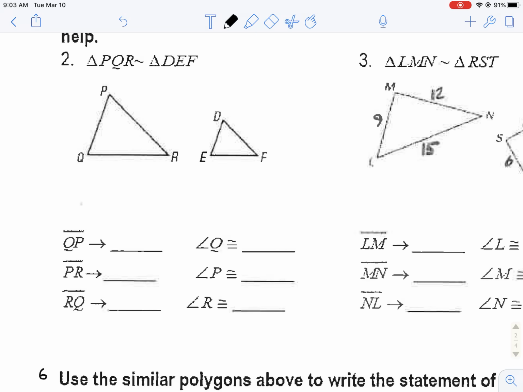It gives us a similarity statement that triangle PQR is similar to triangle DEF. This little squiggly mark here, this means similar. It doesn't mean congruent. Remember, this sign here, this means congruence. This little squiggly sign over here, this means similar. So PQR is similar to DEF.